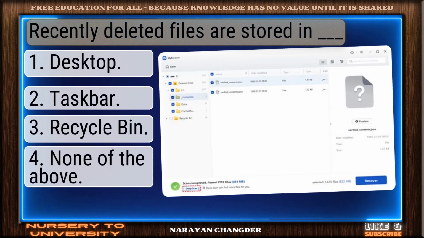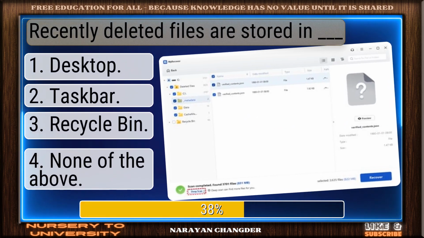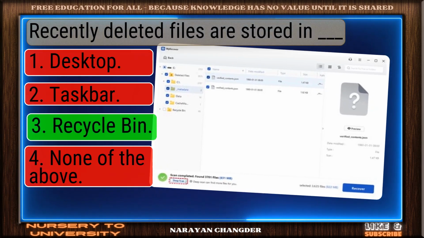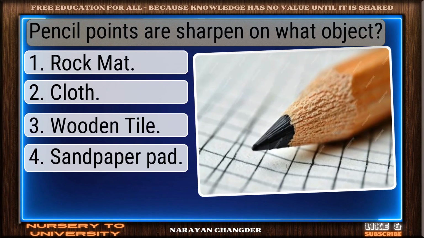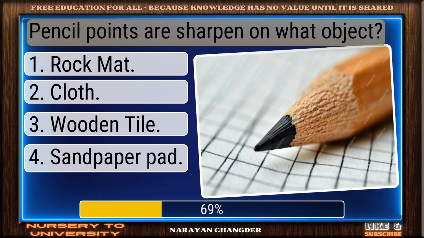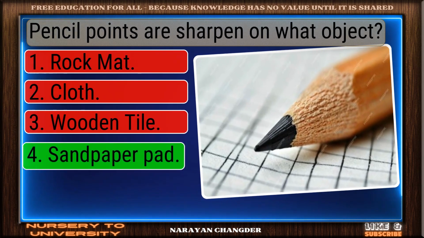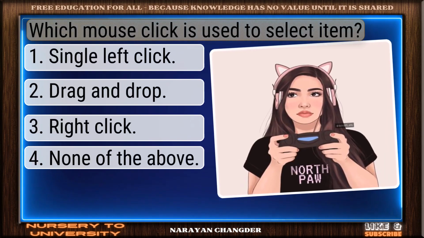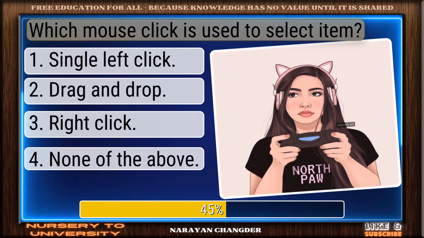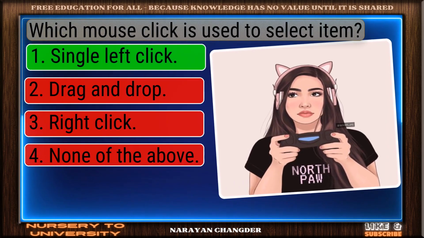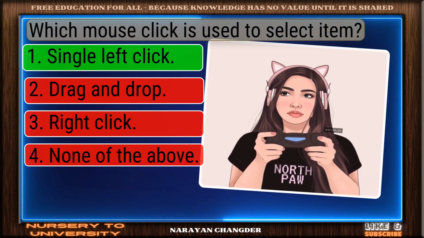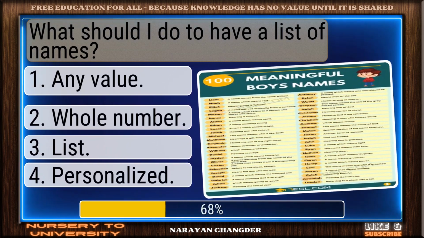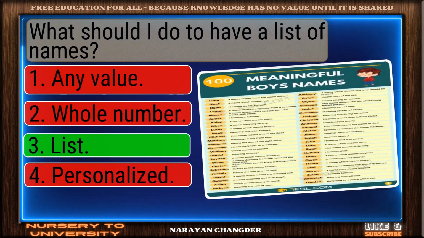Recently deleted files are stored in dash. You got it. Recycle bin fits. Pencil points are sharpened on what object? Solid response. Sandpaper pad is valid. Which mouse click is used to select item? Well reasoned. Single left click is correct. What should I do to have a list of names? Sharp thinking. List is right.